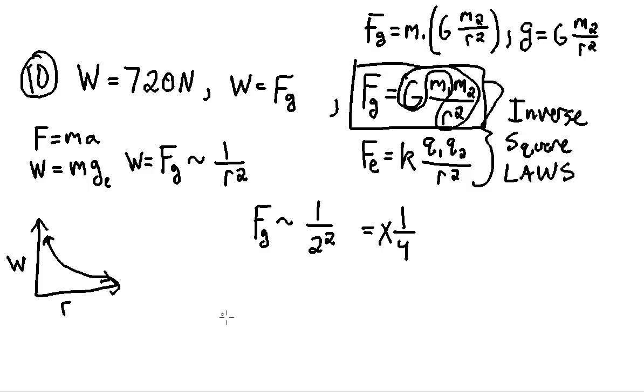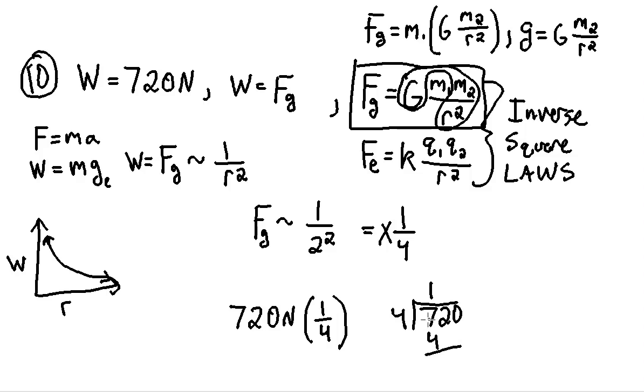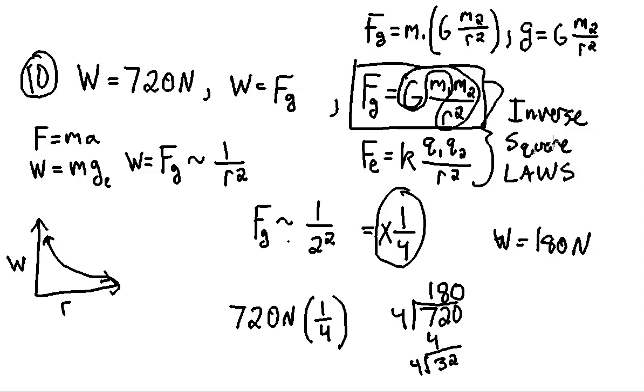Okay, so really what we need to do is take this weight of 720 newtons and multiply it by a factor of 1/4. So we're really just saying 720 divided by 4. So that means his weight is going to be equal to 180 newtons. So if the distance gets doubled, that means that the weight is going to be dropped by 1/4 because of the inverse square law.